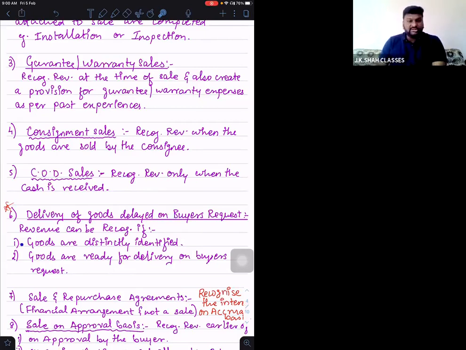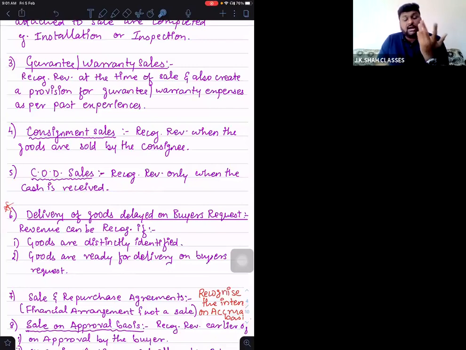Right? So what are the two conditions? Sir, if the delivery of the goods is postponed by the buyer, I will record the sale. I will say that the risk and reward is transferred if the goods are distinctly identified. Second, I am always ready for delivery on the buyer's request. If these two conditions are satisfied, go and record.